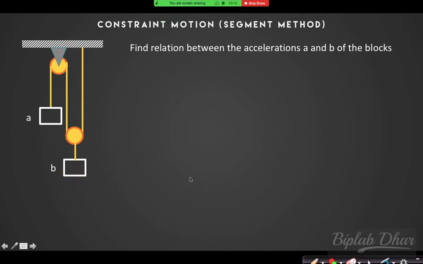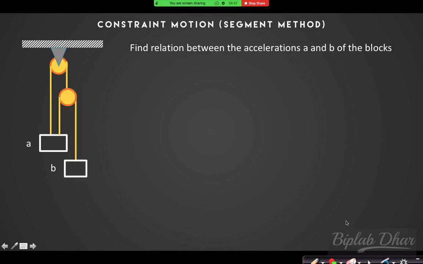Remember, one string, one constraint equation. If there are two strings, I will write two constraint equations. Three strings, three constraint equations. Mostly you will find one or two strings. Now in the next question, can you find a relation between A and B here? Suppose A upward, B downward.